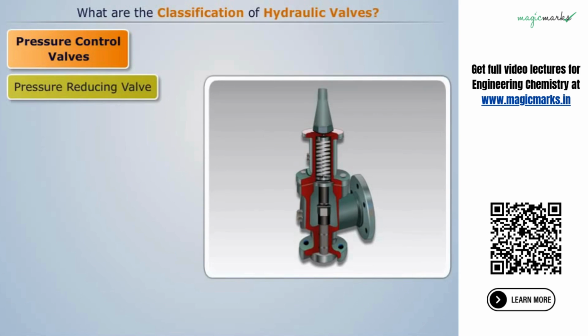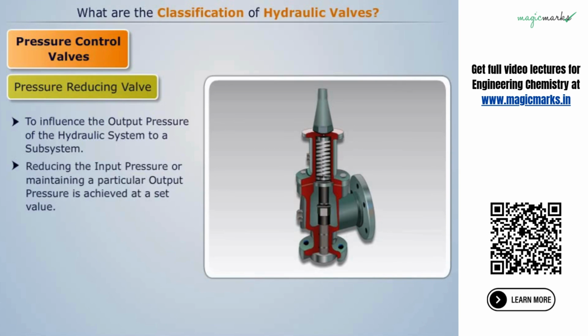Pressure reducing valves are used to influence the output pressure of the hydraulic system to a subsystem. Reducing the input pressure or maintaining a particular output pressure is achieved at a set value, which is below the varying pressure occurring in the main hydraulic circuit. Note that the pressure reducing valve is normally open.